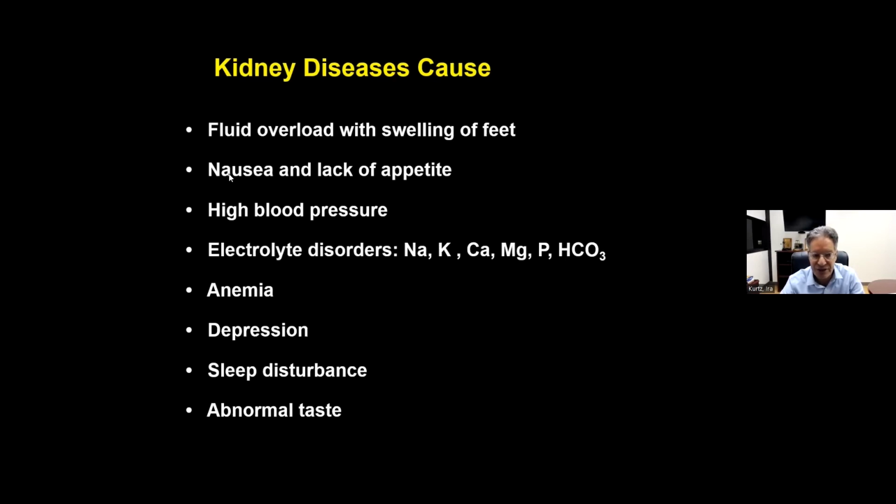Kidney disease, when it's severe, also causes nausea and a lack of appetite. That's not something you would predict. Doctors often mistake this for a problem with your stomach or your intestine, but there's nothing wrong with your stomach or intestine. It's the kidney, when it becomes abnormal, that sends signals to your brain that make you feel nauseous and make you not want to eat.